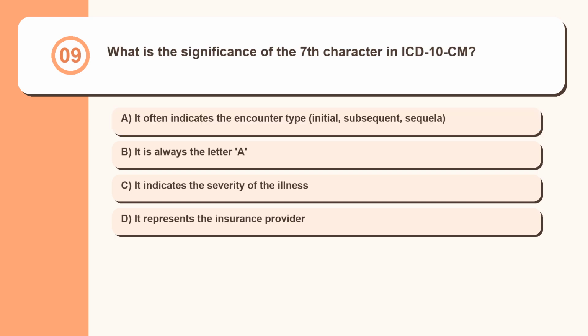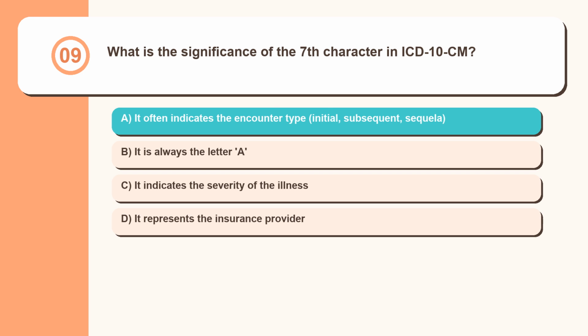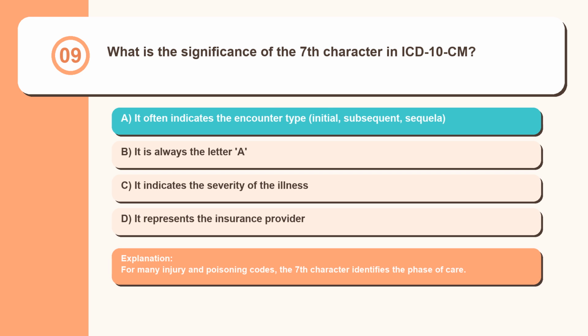Question 9. What is the significance of the 7th character in ICD-10-CM? It often indicates the encounter type, initial, subsequent, sequela. It is always the letter A. It indicates the severity of the illness. It represents the insurance provider. For many injury and poisoning codes, the 7th character identifies the phase of care.